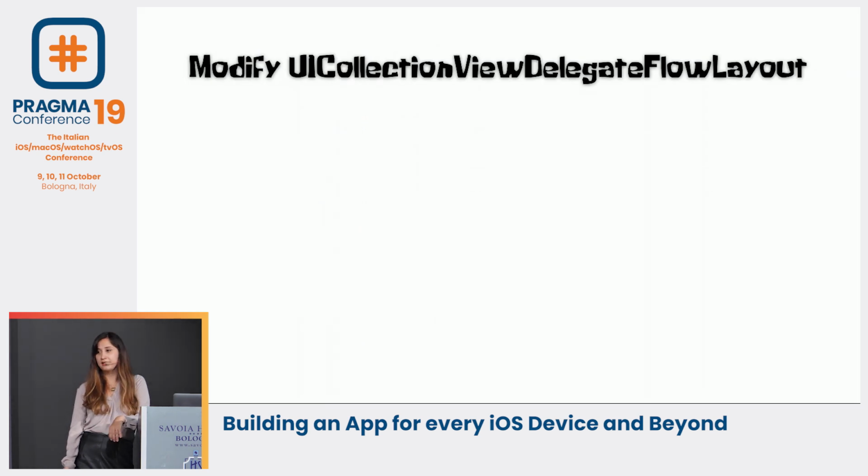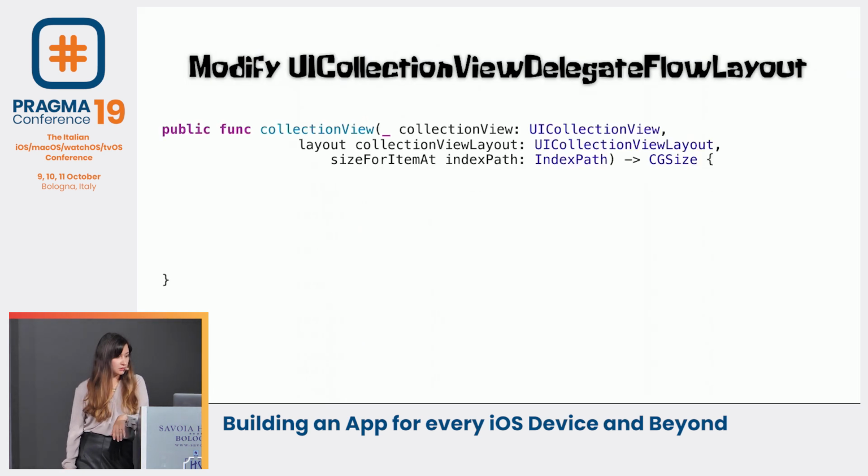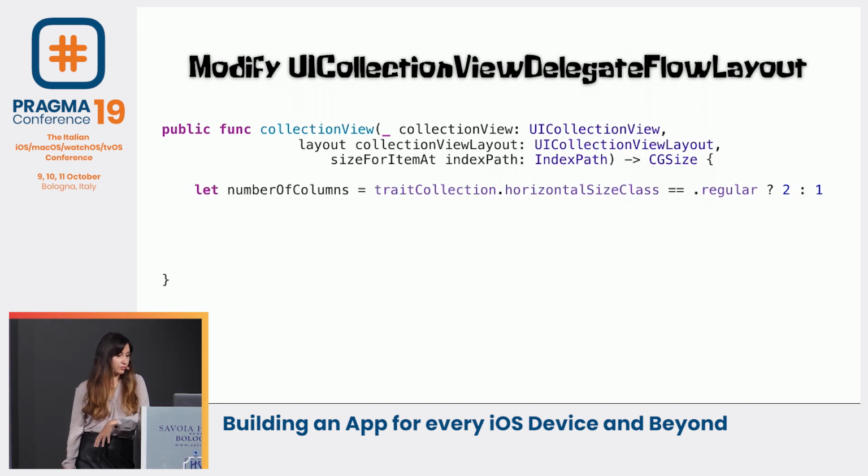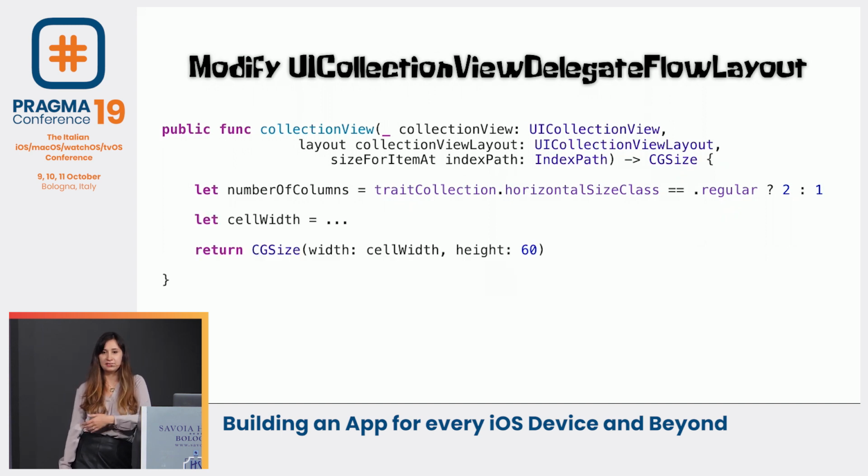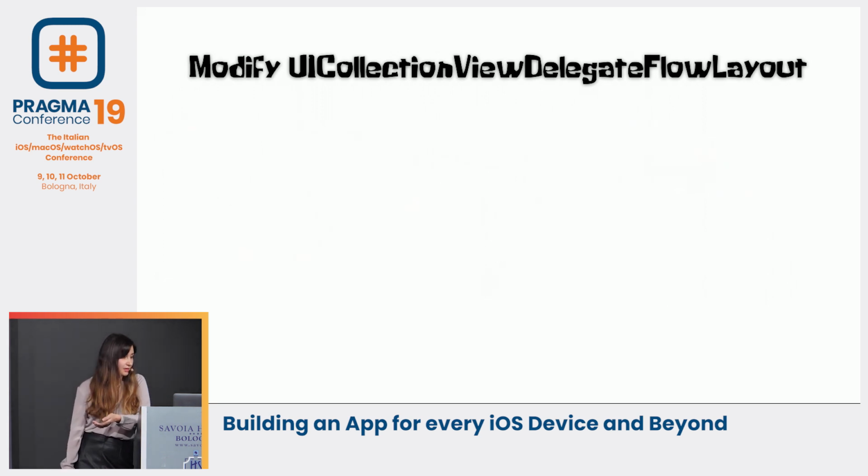So now let's modify the collection view flow layout. So we want to set the proper size of the items. Again, we go off of the trait collection for how many columns we want. So on the iPad, we want to show 2 columns. On the iPhone, we want to keep a single column. And then based on that, we again calculate the cell width and the cell size.